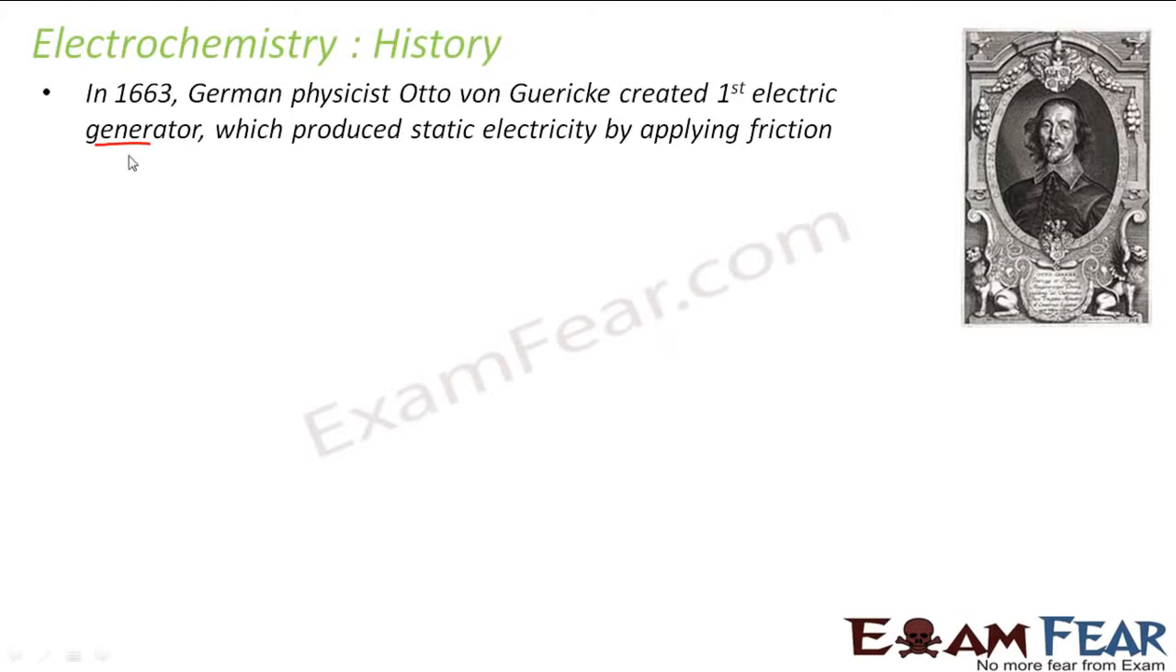He created the first electric generator, and it was based on friction. So before 1663 there was no electricity at all, right? In 1663, German physicist Otto von Guericke created an electric generator, and it produced static current by applying friction.